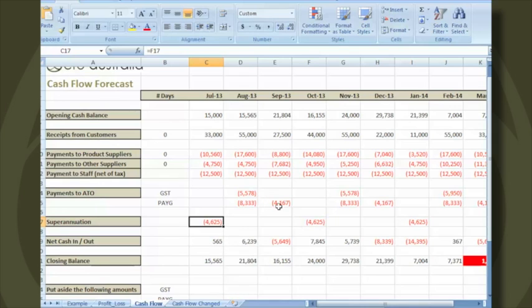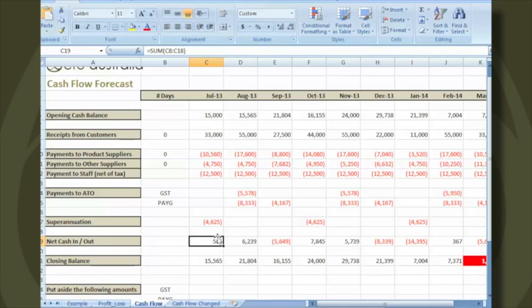As you can see there, it's these lines here, the GST, the PAYG, and the superannuation that tend to catch people out just because they're lumpy, they're not regular recurring, they don't necessarily tie into your P&L, and they're the things that tend to surprise people on the way through.